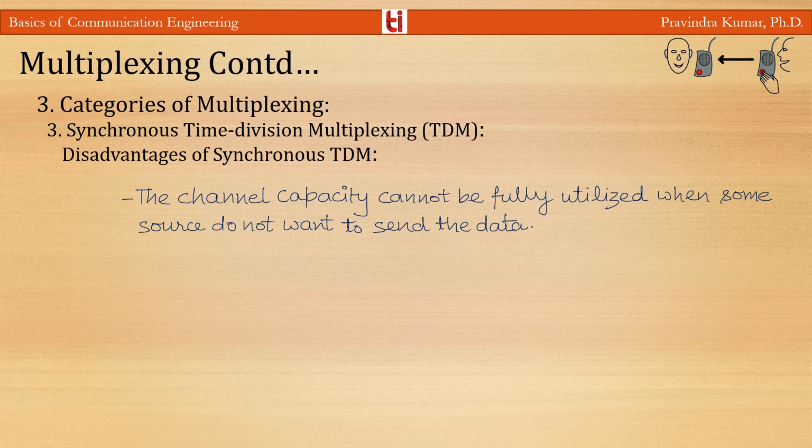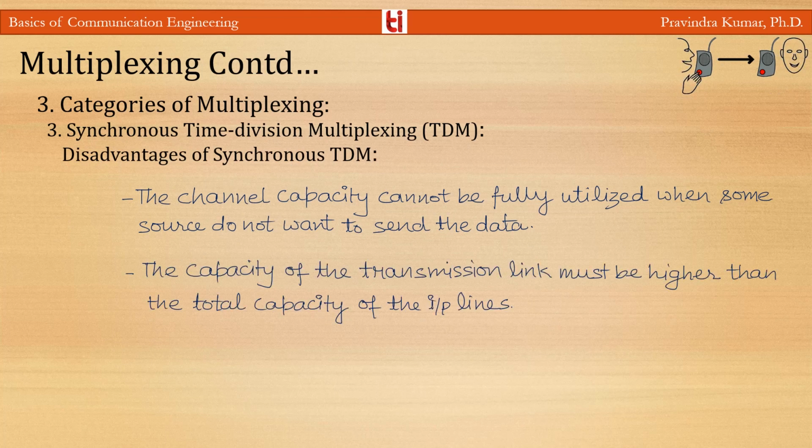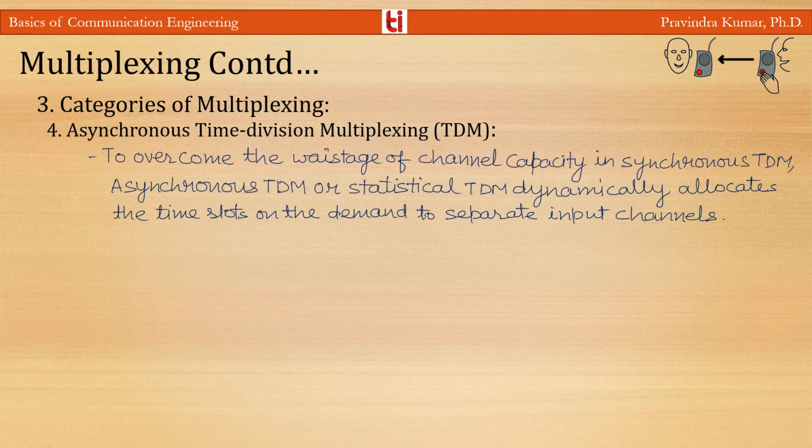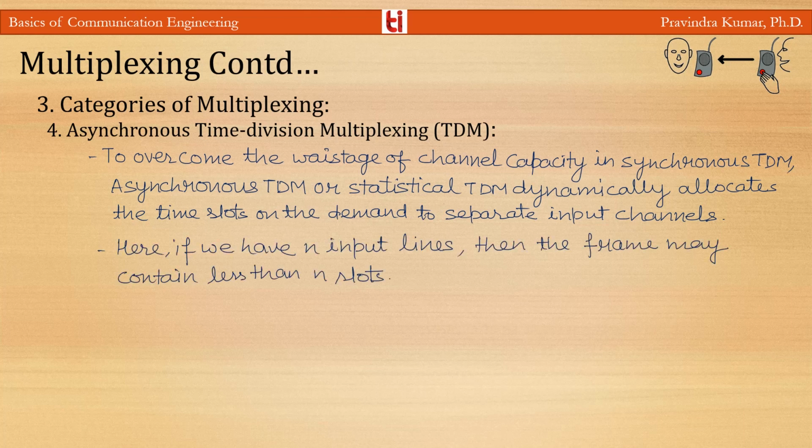About the disadvantages, the channel capacity cannot be fully utilized when some sources do not want to send data, the capacity of the transmission link must be higher than the total capacity of the input links, and it is very complex to implement. Now we will discuss asynchronous TDM. In synchronous TDM, if a particular terminal has no data to transmit at a particular time period, then the corresponding slot in a frame is wasted, or an empty slot will be transmitted.